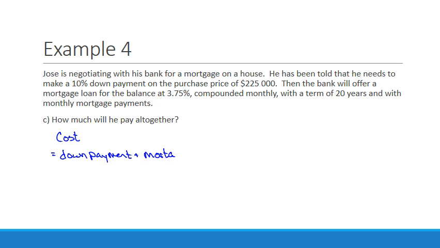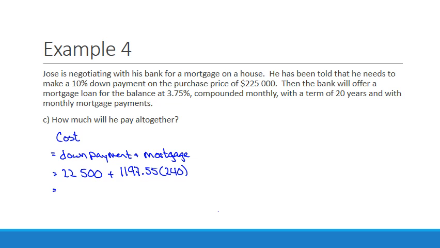Now remember the down payment he ended up paying was $22,500. That was out of his own savings or whatever. And then in the mortgage, what did he end up paying again? Well, I guess he made his payments. He made that value of payment 240 times.